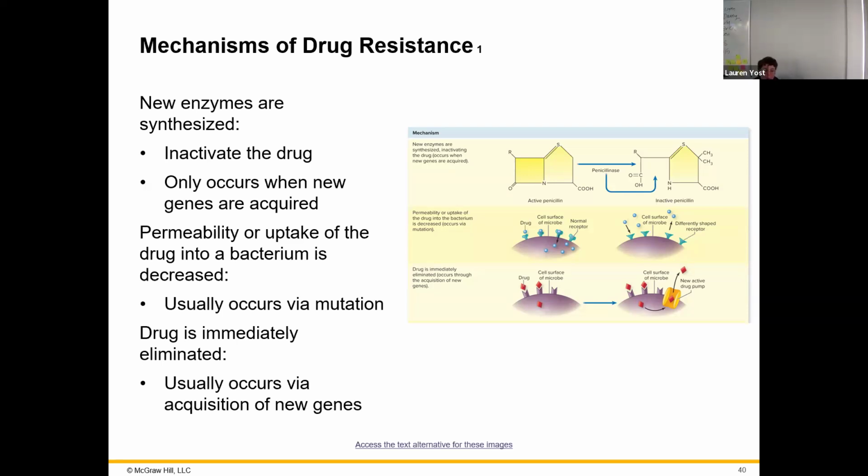They can have a change in their permeability or uptake of the drug. This is usually due to mutations in the channel that the drug uses to get in, so the drug can't get in anymore. Or they can eliminate the drug immediately. As soon as that drug gets in, some bacteria have the ability to shuttle that drug out immediately before it can act on the cell.